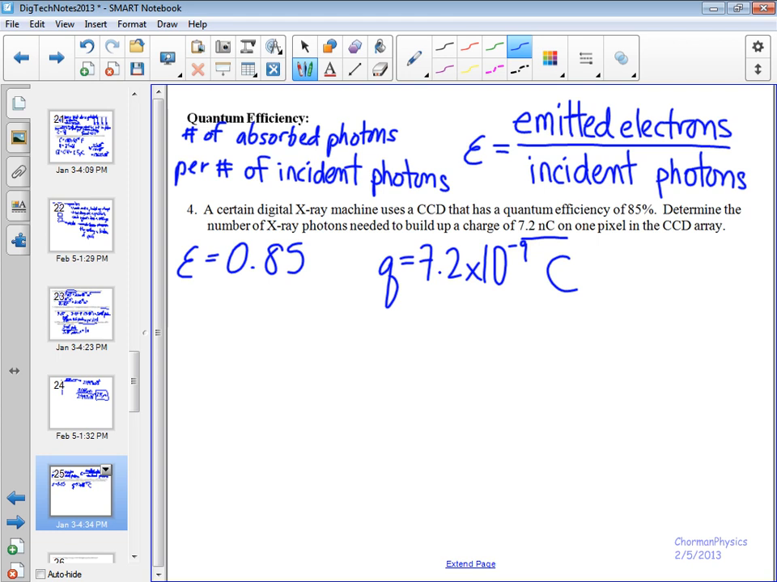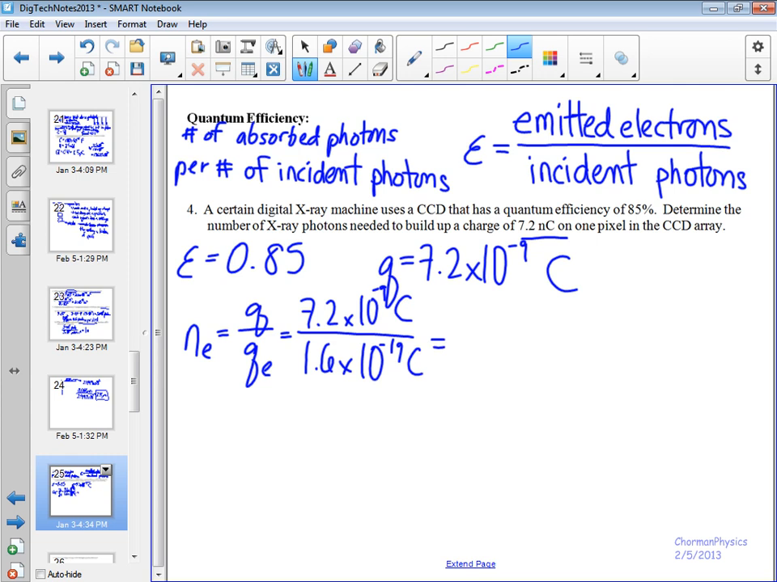So what we're looking for here is the charge to be built up to 7.2 nanocoulombs. Each photon, we're going to assume, has an electron associated with it. So the total number of electrons that we're going to need is just that charge divided by the charge of an electron. Which means that we would need about 45 billion electrons.